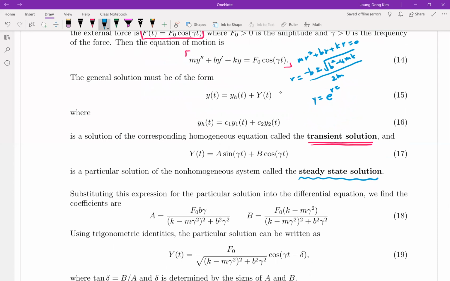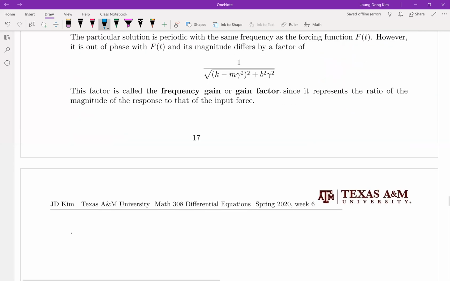Do you remember what we did in the undetermined coefficient method? Whenever you set up your particular solution, we find y prime and y double prime, and we plug it back into the differential equation, then you can get this A and B. If I just skip this way, then you are not going to understand. So let me talk about the detail of this equation number 8. Let's talk about this on the next page.